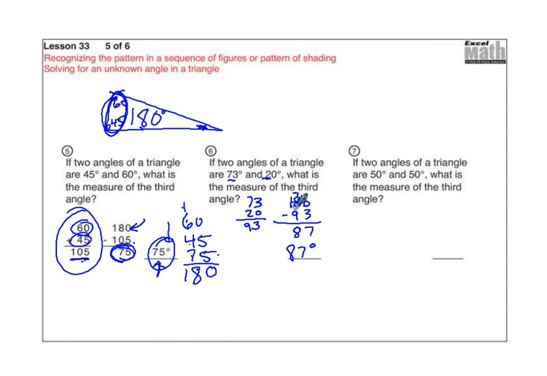Pause the video, do number 7, turn it back on when you're ready for the solution. Okay, two angles are 50 and 50. What is the measure of the third angle? So you're going to do 50 plus 50 is 100, and then you're going to do 180 minus 100, which of course is 80, and your answer is 80 degrees. That's it. Thanks for watching.